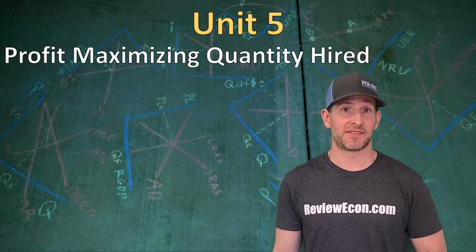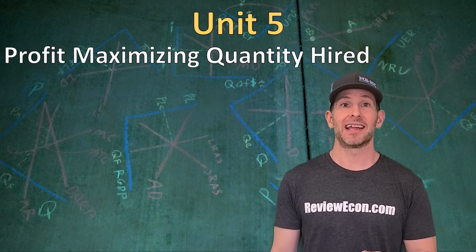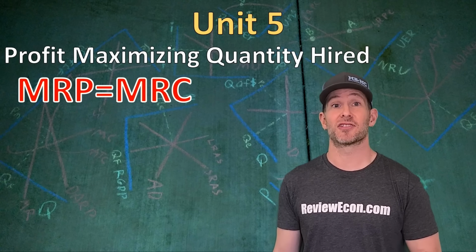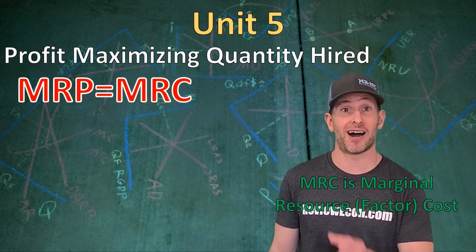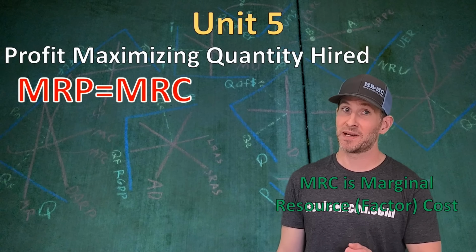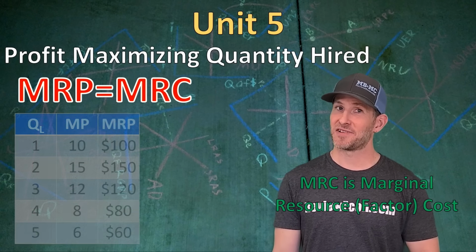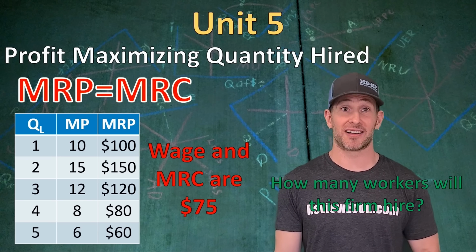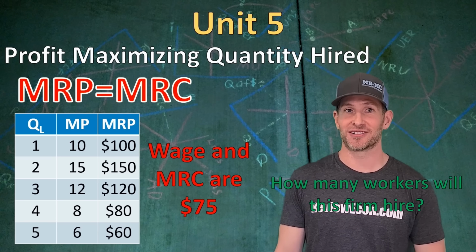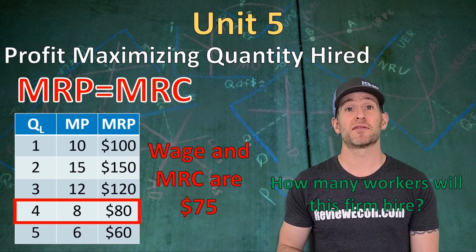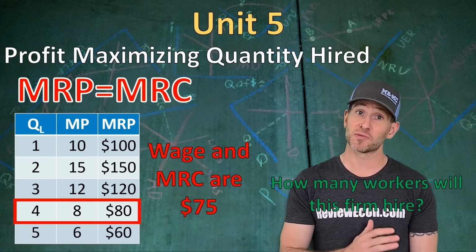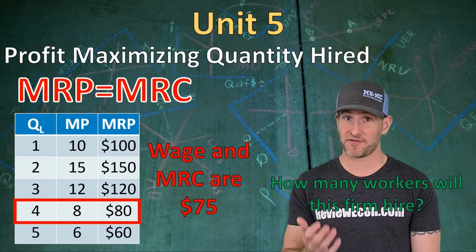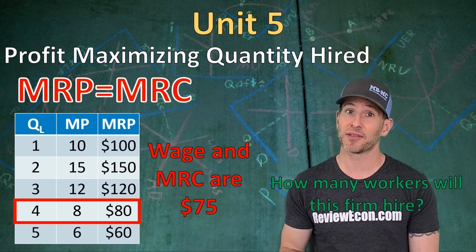When a profit maximizing firm is deciding how many workers to hire, it will hire the number where the marginal revenue product of those workers equals the marginal resource or factor cost. That means they will hire where the MRP equals the MRC. Let's see if we can figure out how many workers this firm will hire if the marginal resource cost and the wage are $75. Well, that 4th worker has a marginal revenue product of $80 and a marginal resource cost of $75. That means hiring that worker will increase profit by $5, and this firm should hire that worker.